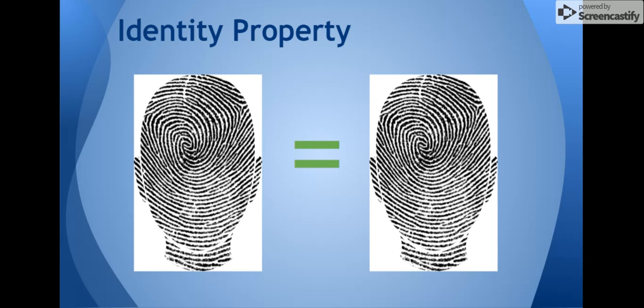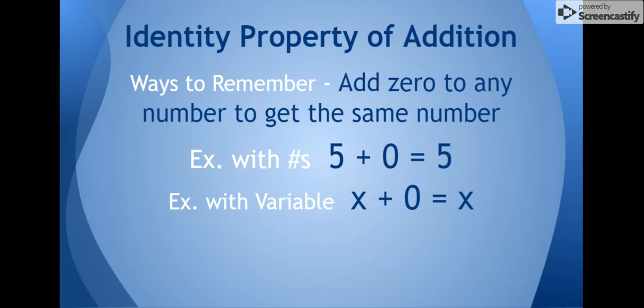Identity property. So if you have yourself, you have your own identity, it still equals you no matter what. So identity property of addition, okay, you add a 0 to any number to get the same number. So it's still the same number. So 5 plus 0 is always going to be 5. x plus 0 is always going to be x. So identity property of addition is when you add 0.